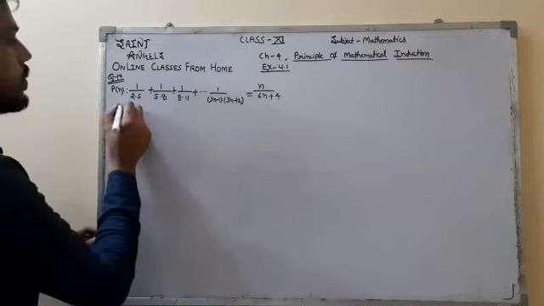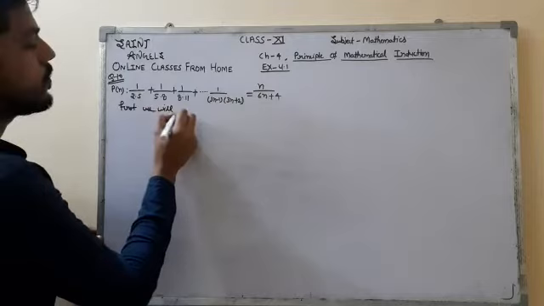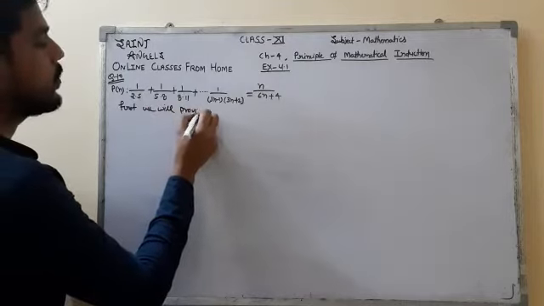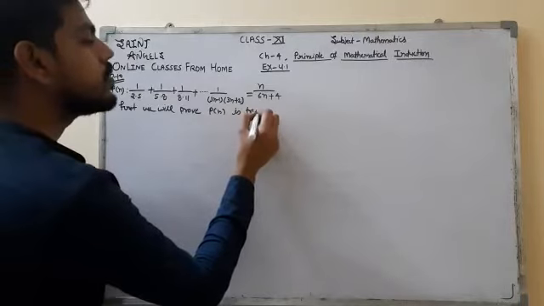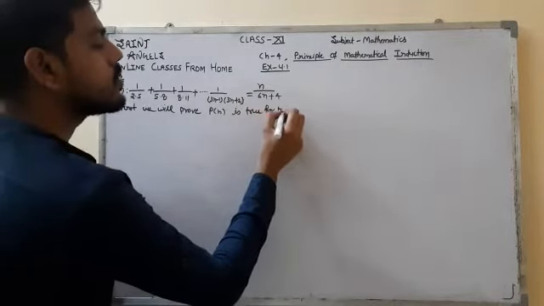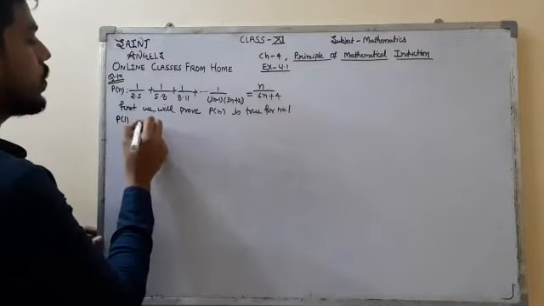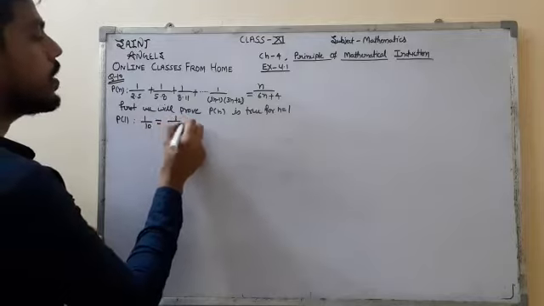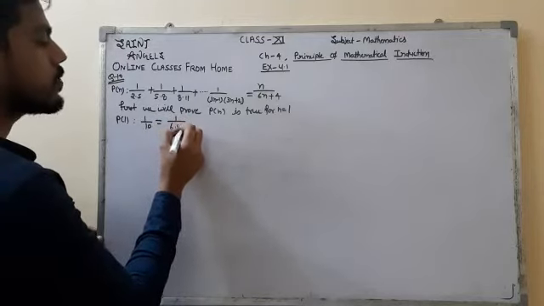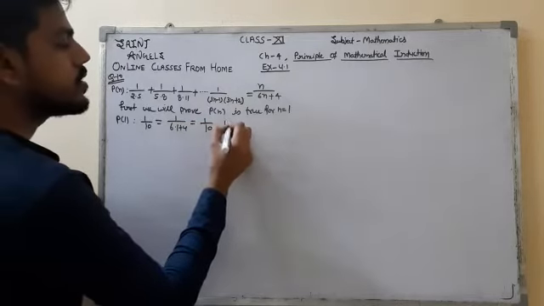So first we will prove Pn is true for n equals to 1. It means P1 such that 1 upon 2 into 5, which is 1 upon 10, equals to 1 upon 6 into 1 plus 4. It means what? 1 upon 6 plus 4, 10, which is true.